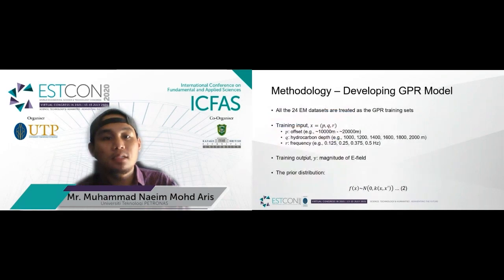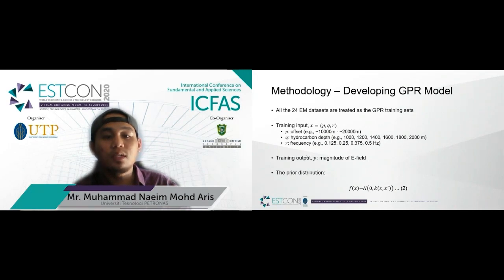So the next one, all the 24 EM datasets are used as the GPR training set. These 24 EM datasets are generated using the CST software. So all these 24 EM datasets are treated as the GPR training set. In this research, the training input is PQR. P represents the offset, Q represents the hydrocarbon depth, and R represents the frequency. So Y, as the training output, represents the magnitude of the E field.